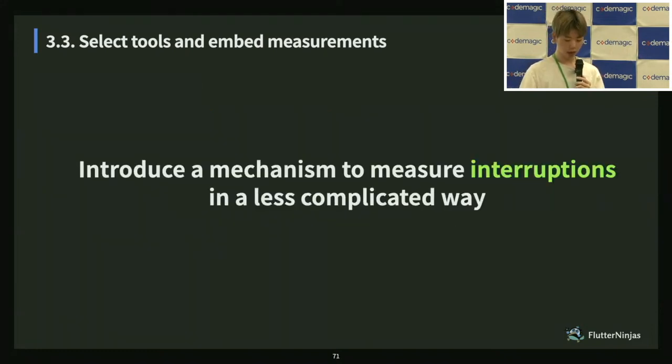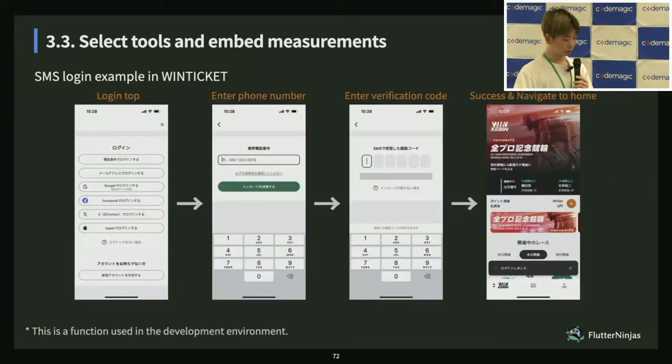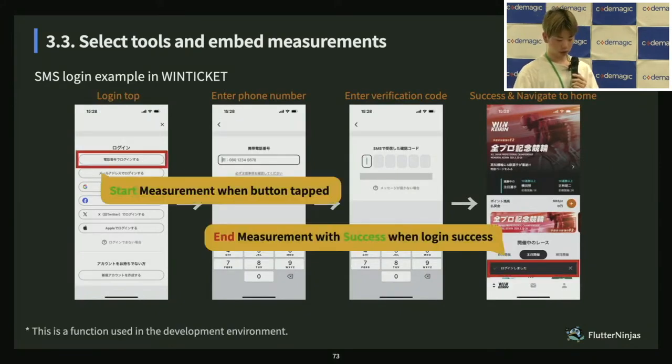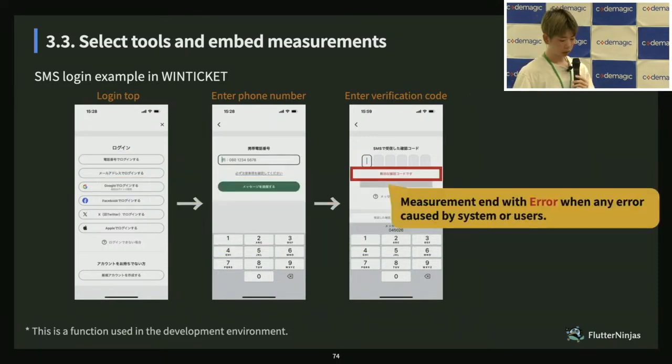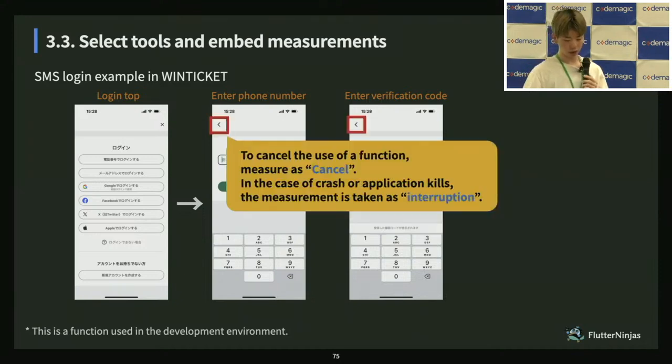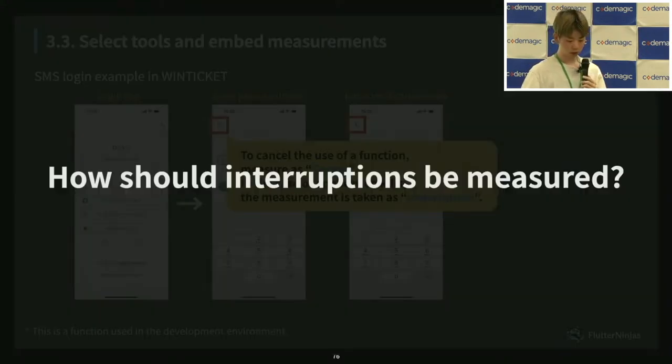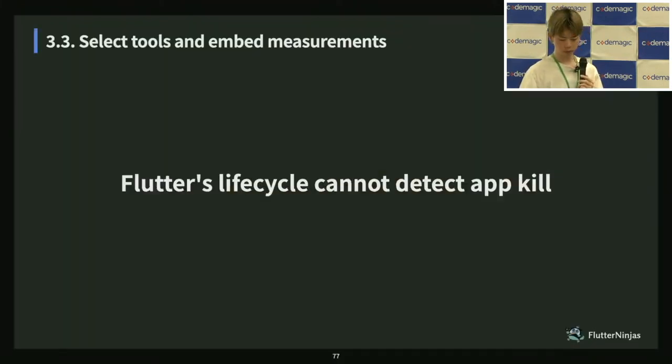Let's look into a mechanism to measure interruption in a less complicated way. Here again, I use the SMS logging flow to explain. Again, start measurement when the tap button is tapped, and end measurement with success. Measure an error transaction when an error occurred, and if a crash happens or the application is killed by users, measure it as an interruption transaction.